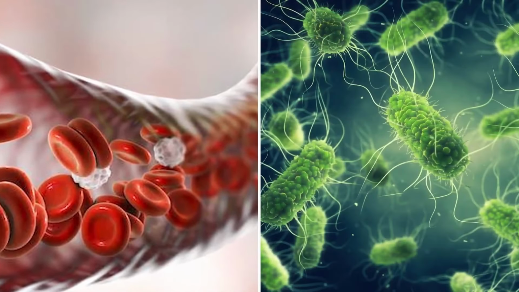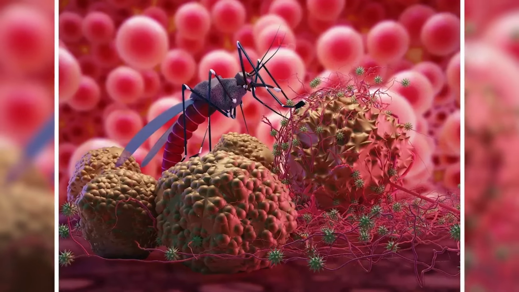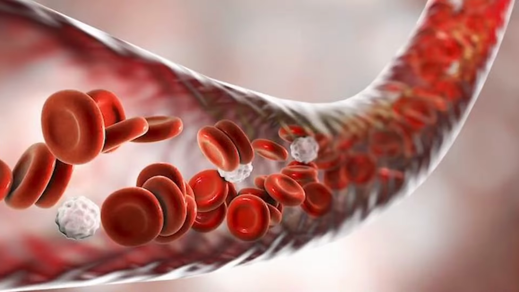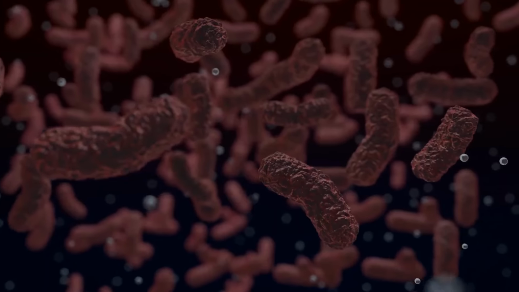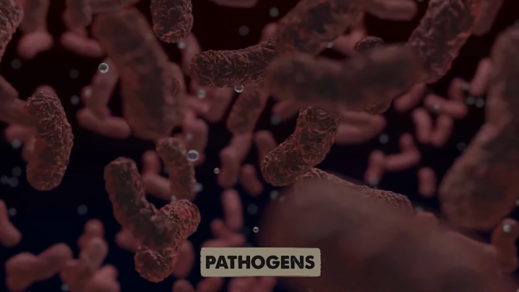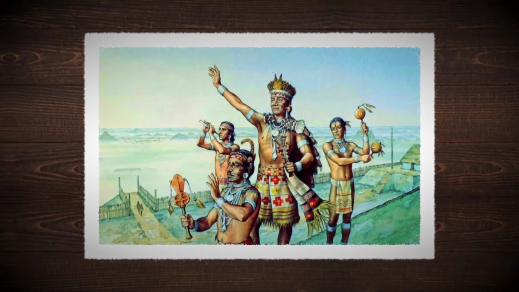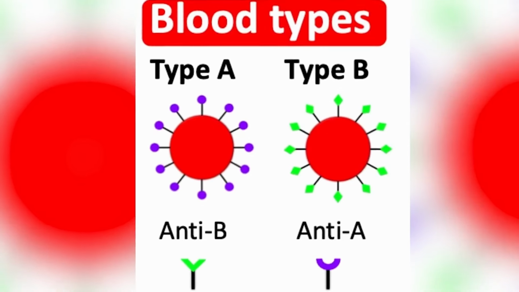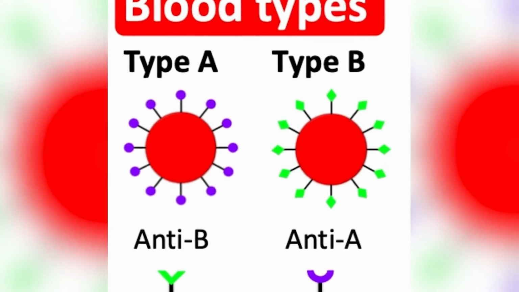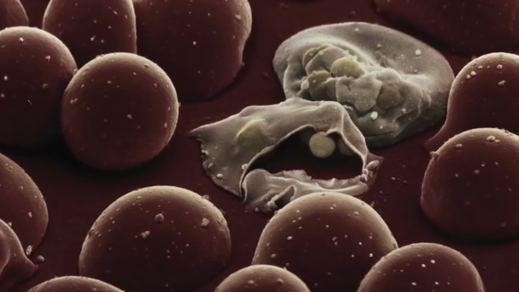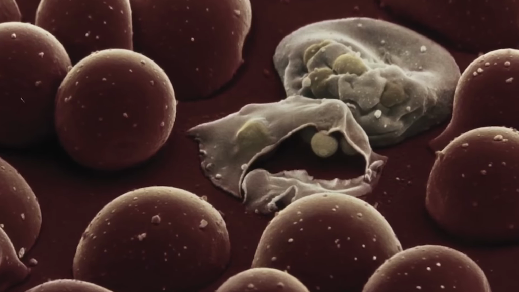Theories on type O blood's advantages also touch upon nutrition and metabolism. Indigenous diets varied widely across the Americas, from the marine-rich diets of the Pacific Northwest to the maize-based diets of Mesoamerica. Some research suggests that blood type may influence digestive efficiency and metabolism, with type O being more suited to certain diets high in protein and fat, typical of hunter-gatherer societies.